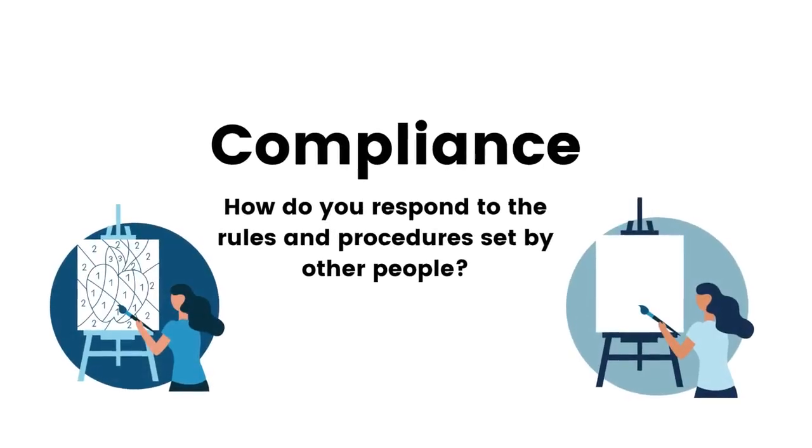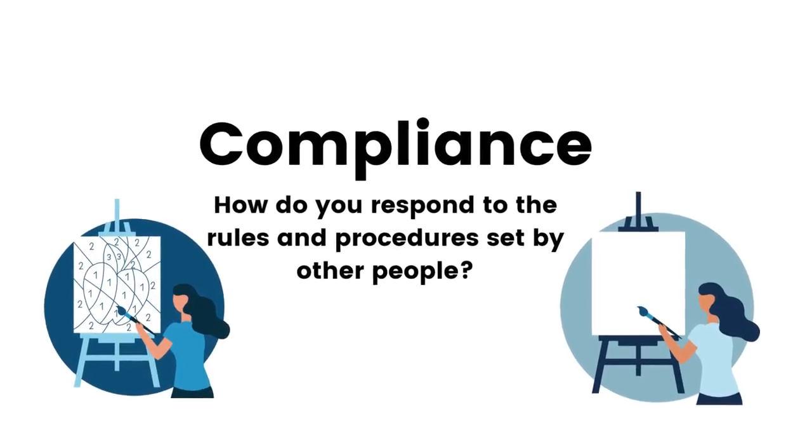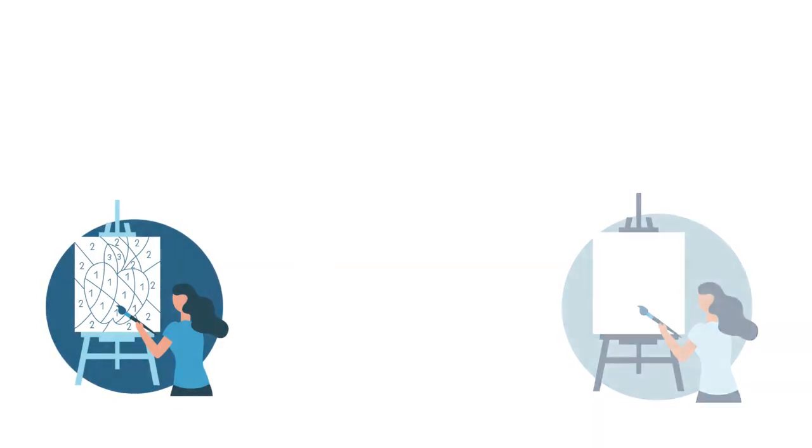The DISC assessment is measuring observable human behavior. C stands for compliance. And the C plot specifically is measuring how do you respond to the rules and the procedures set by other people. So whether you're a high C or a low C, both are good and needed in the world. One is not better than the other.